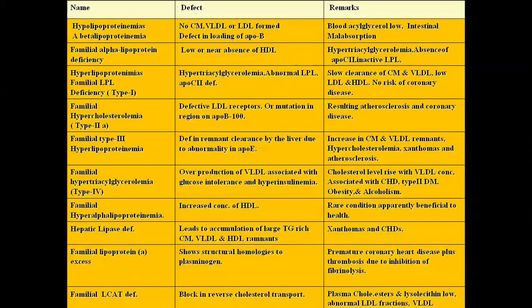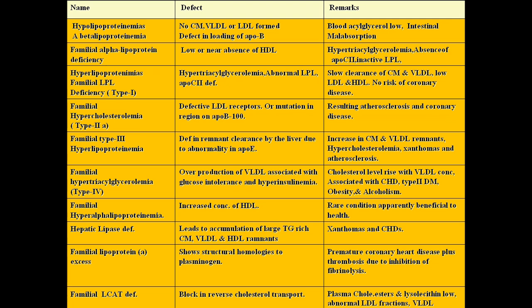Now look at this table. This table is from Harper 29th edition, page number 259. Primary disorders of plasma lipoproteins. The name of the disorders, their defects, and relevant remarks or interpretations are seen.